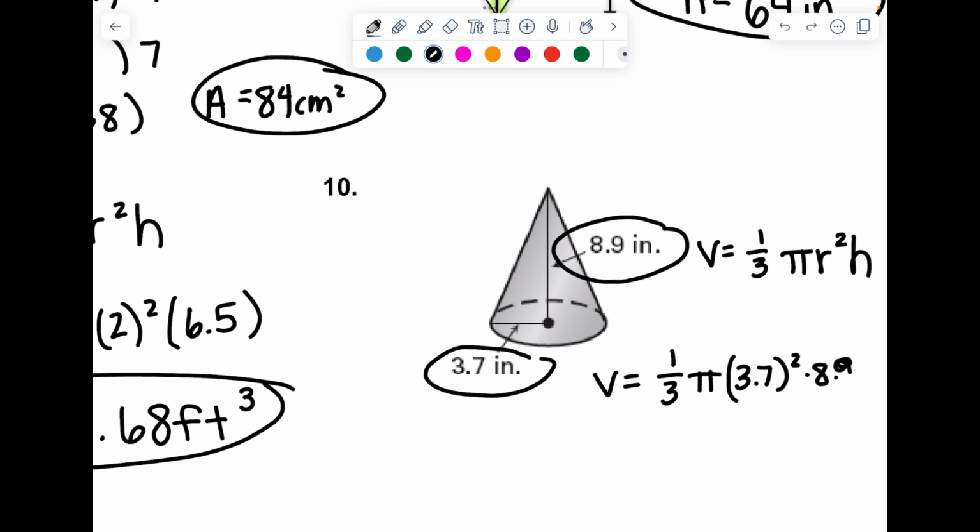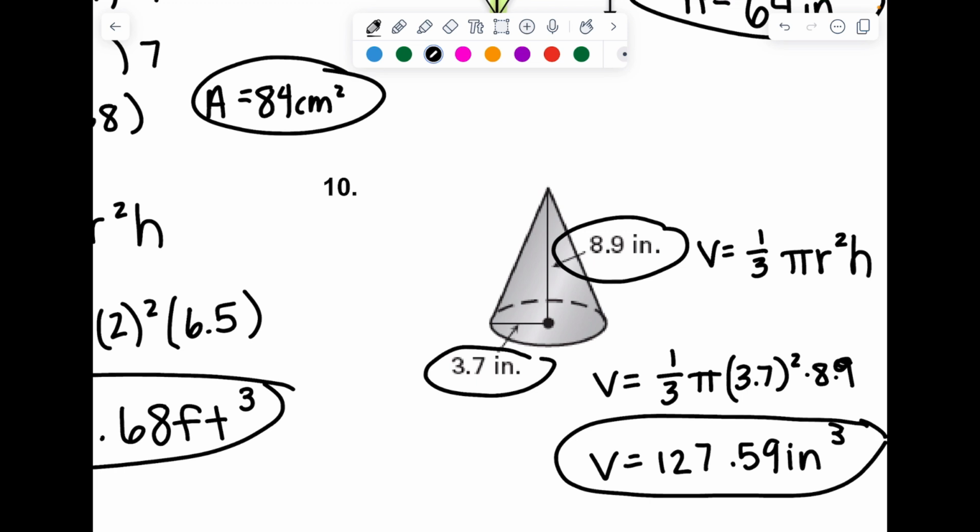And again, you can type that whole thing into your calculator. You just have to be careful when you're typing it in. You've got 1/3 times pi times 3.7 squared times 8.9, and you should get 127.59 inches cubed. So a lot of this unit is just plugging things into your calculator. And if you need help typing things into your calculator, I can help you.